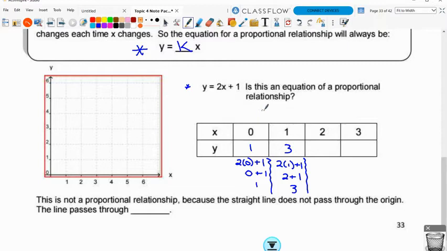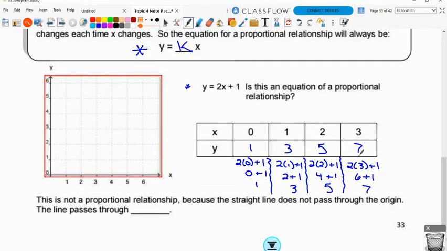If x is 2, again, substitute that in. 2 times 2 plus 1. 2 times 2 is 4. 4 plus 1 is 5. So when x is 2, y is 5. And then finally, when x is 3, we're going to do 2 times 3 plus 1. 2 times 3 is 6. 6 plus 1 makes 7. When x is 3, y is 7.